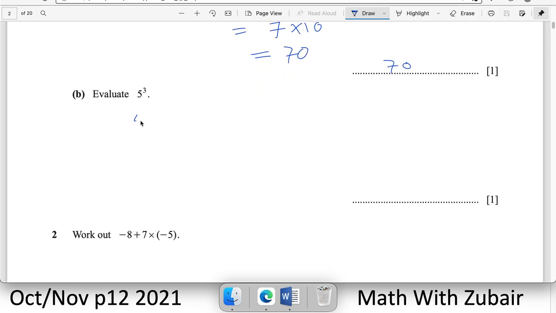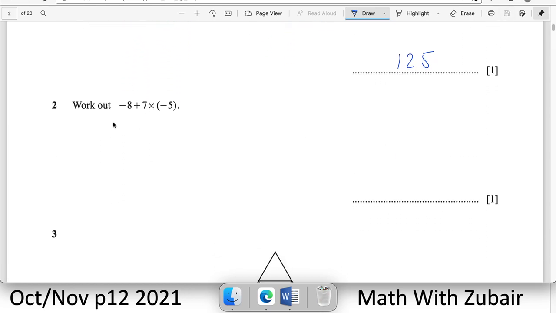B part, 5 cube. You must know this by heart. This is 125. Work out this. Follow the BODMAS rule. Minus 8 plus 7 into minus 5 is minus 35. Minus 8 and minus 35 is minus 43. This is minus 43.